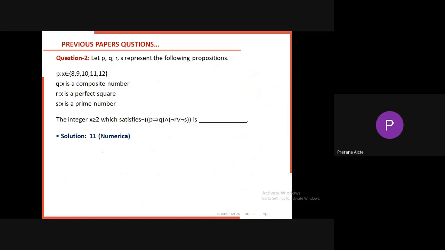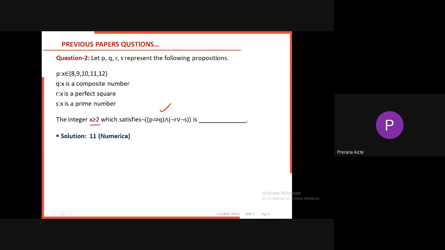Next, the second one. Let us say here it is given that P, Q, R, S represent the following expressions. P represents X belongs to 8, 9, 10, 11, 12. Q represents X is a composite number. R is X is a perfect square, and S is X is a prime number. Now these are the propositions given, and the statement given is: the integer x greater than or equal to 2, which satisfies this given expression.